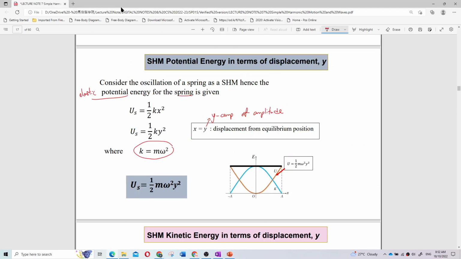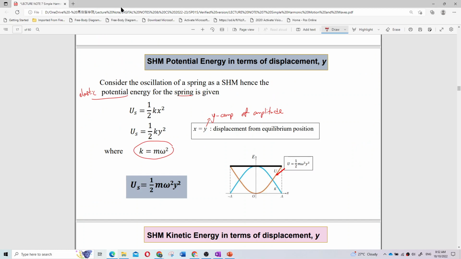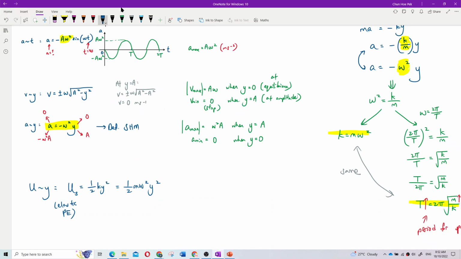So write it as half ky squared first, and then it is actually half m omega squared y squared. Okay, half m omega squared y squared. So this is the potential energy versus displacement. Okay, and please write it down. k is m omega squared. Remember this, k is m omega squared.